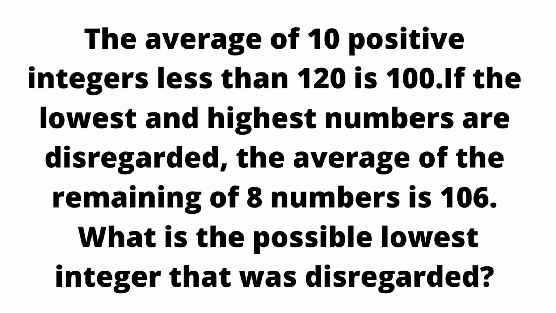Next problem says, the average of 10 positive integers less than 120 is 100. If the lowest and highest numbers are disregarded, the average of the remaining 8 numbers is 106. The question is, what is the possible lowest integer that was disregarded?